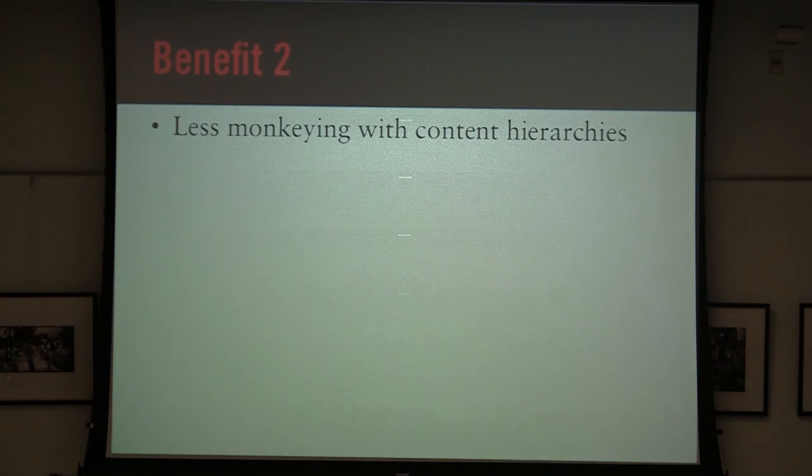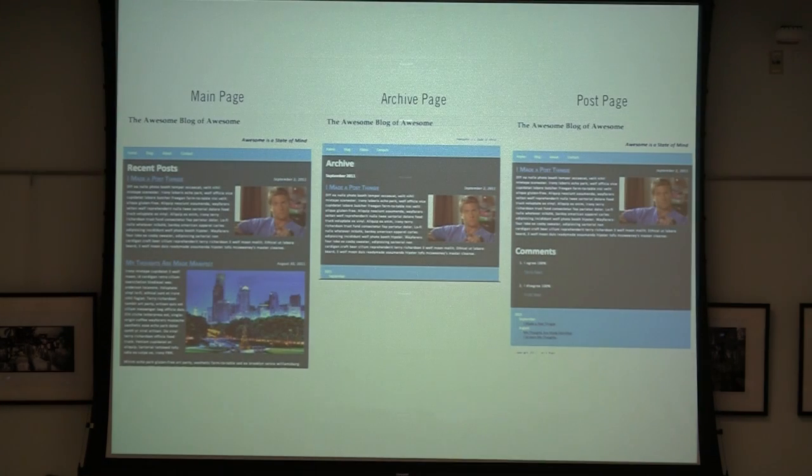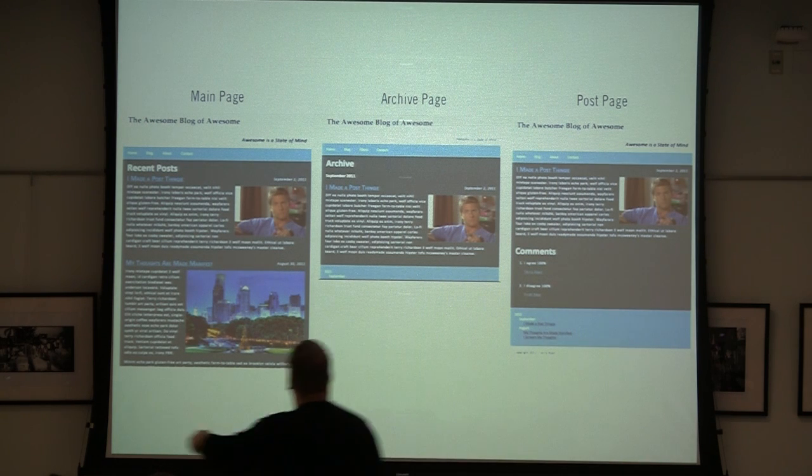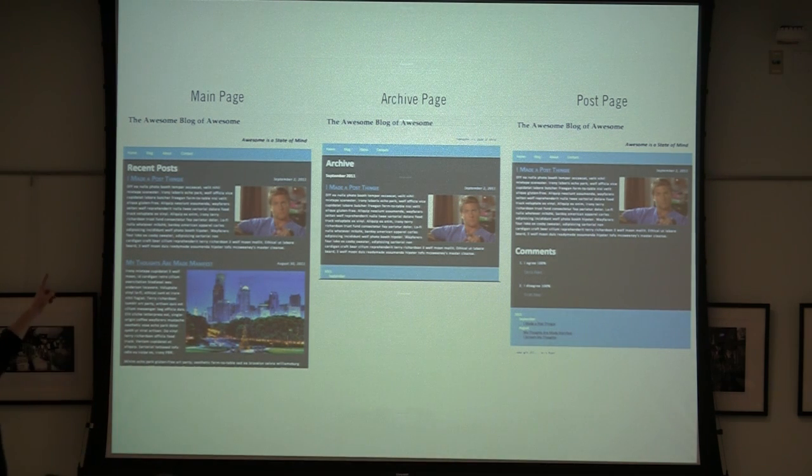Benefit two is there's less monkeying around with content hierarchies. And that sentence should be completely unparsable to you. What do I mean by that? So here we have the same blog post on three separate pages, right? A main page, an archive page, and a post page. On the main page, we've got the awesome blog of awesome, which would be the H1. Recent posts, which would be the H2. And then I make a post thingy would be the title in H3.